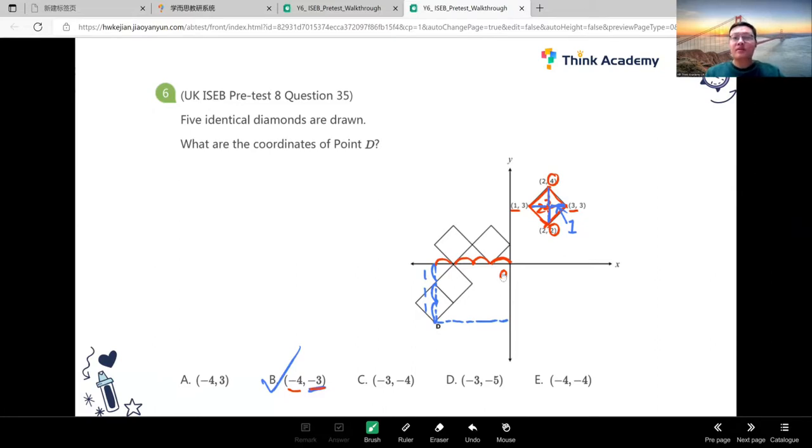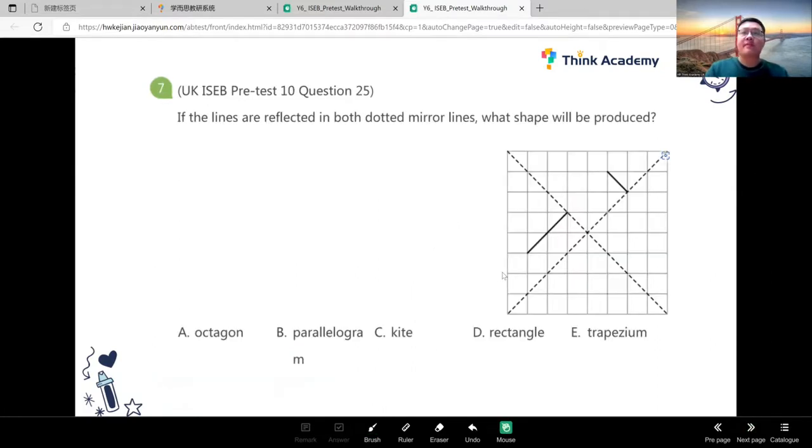Okay, so next question, question number 7. Okay, guys, this one is very, very easy. Can you just tell me directly what's the answer? If the lines are reflected in both dotted mirror lines, what shape will be produced? Yeah, a rectangle, that's right. That will be a rectangle.